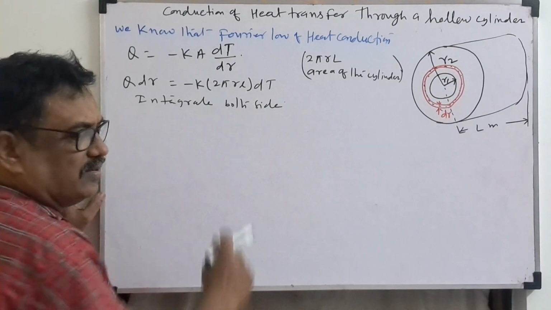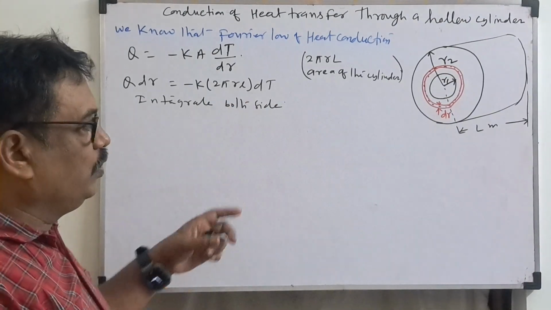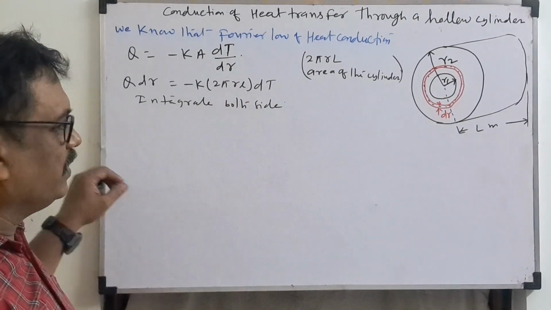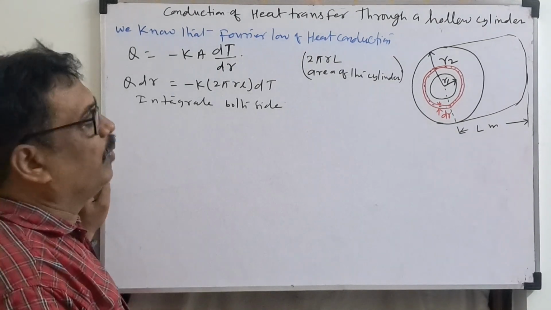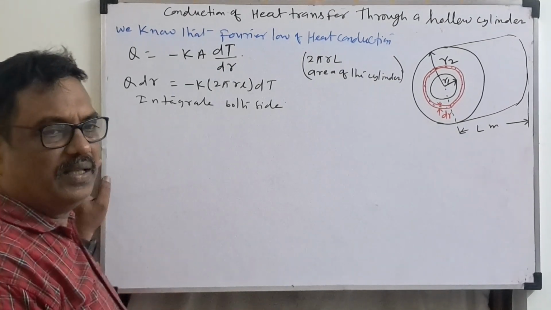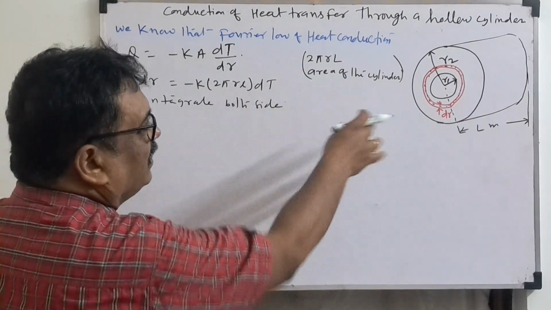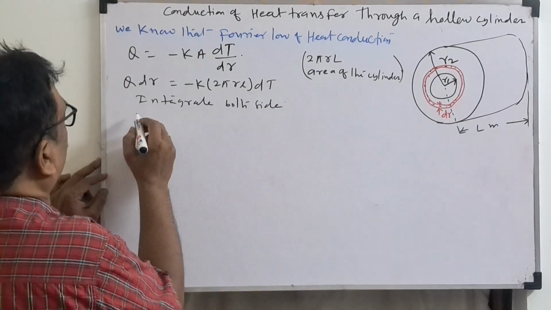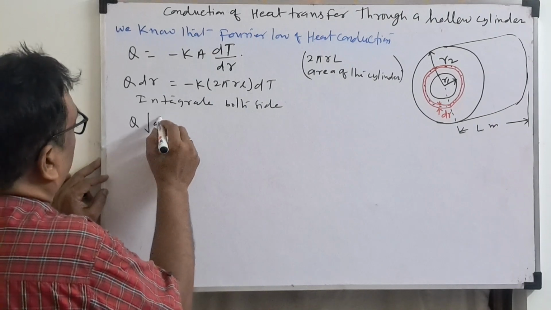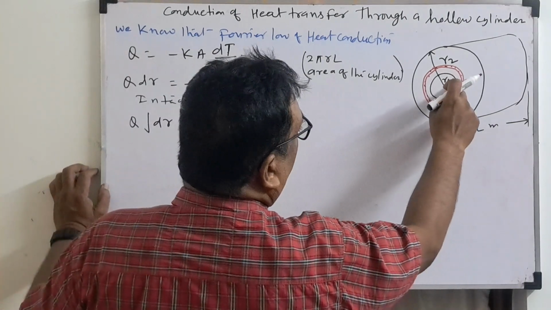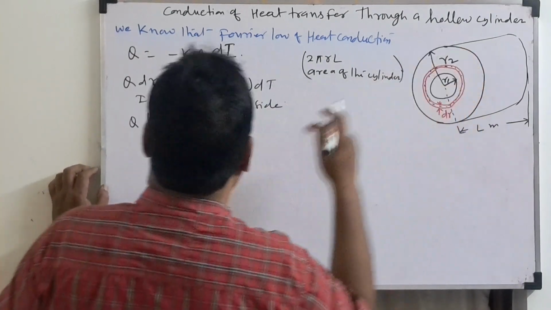Why are we studying this derivation? To remember the formula. If you know the derivation, then you can remember the formula. Otherwise the formula will already be in the data book, but you should know how we get the thermal resistance. So we will integrate both sides. Q dr, what is the limit of dr? R1 to R2, inner radius to outer radius.